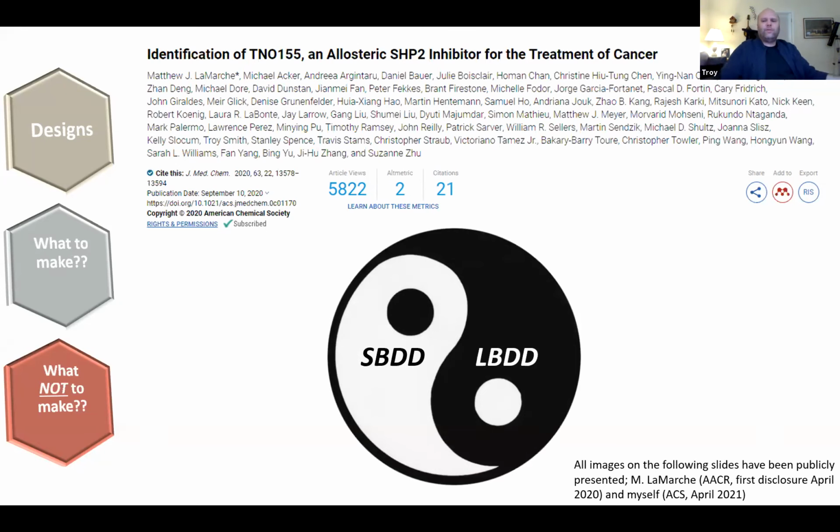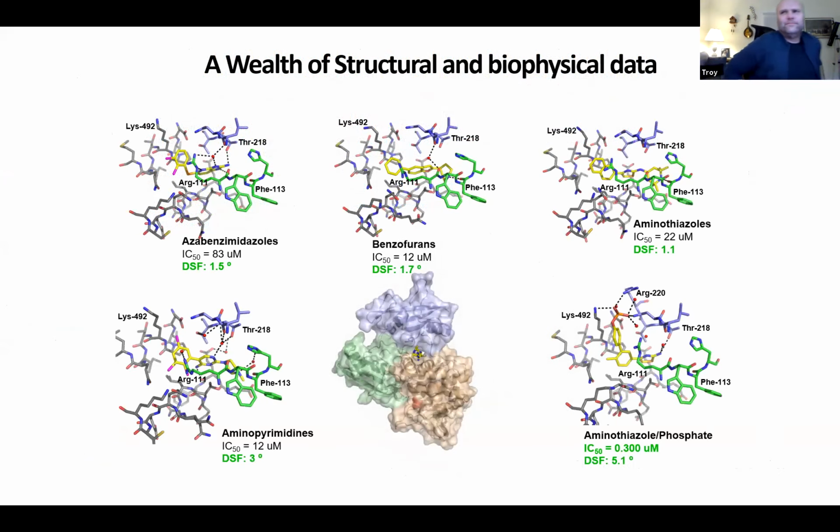If we didn't have both, we would not have made the discoveries we made. So to start off, it's important to know we had a ton of structural data. Every hit that we had, fundamentally, we were able to get structures on. So we had a huge wealth of structural information, multiple ligands all binding in this allosteric pocket in SHP2, in the center of this structure at the bottom. So we had a lot of chemical diversity.